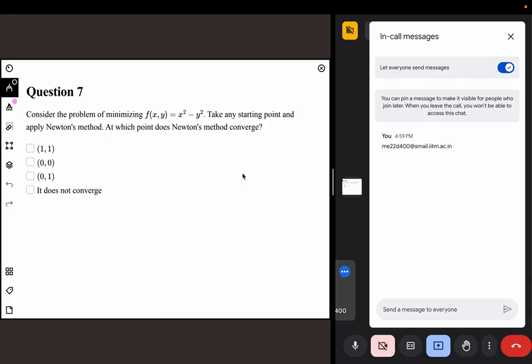Okay, maybe this you can solve pretty fast now. So you have a function f of x, y is x square minus y square. Take any starting point and apply Newton's method. At which point does the Newton method converge? The answer is obvious, but it's better if you solve it once so that you know how the method works. Like what is the minimum of this particular function? Even without solving now, you know that Newton method will converge in a single step, so you know where it will go to. This will be minimum only when both are zero.